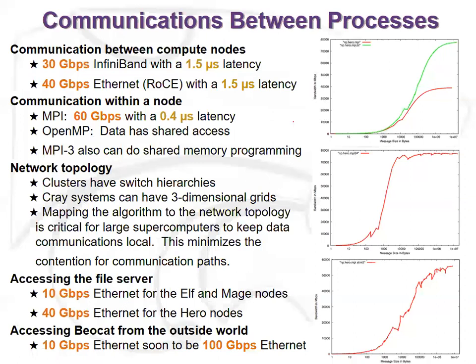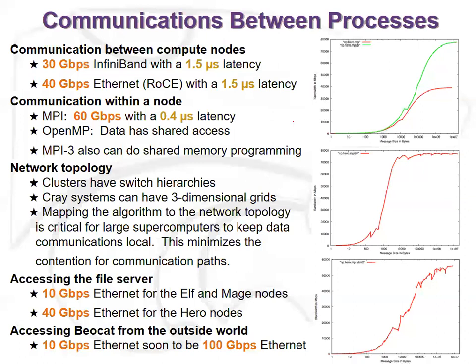Where'd Adam go? He left. Okay. What's the max that Seth can use? For TCP, I get about 20 gigs. That's what we're practically getting. Okay.